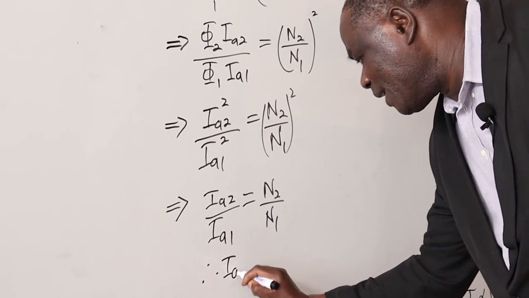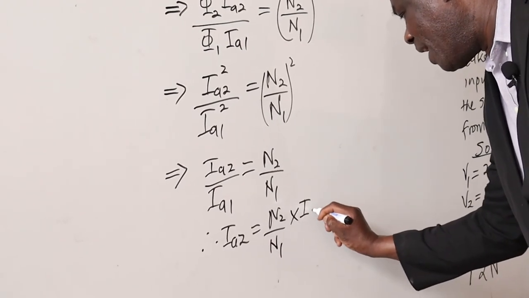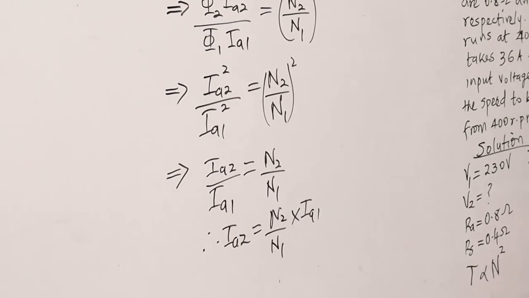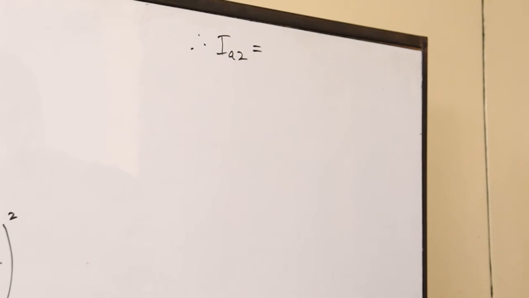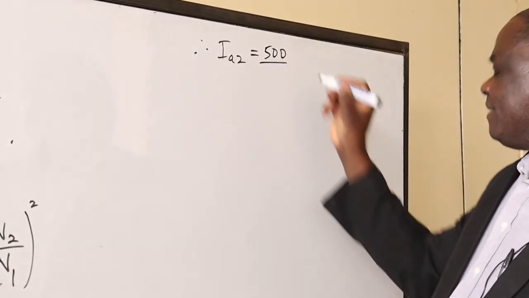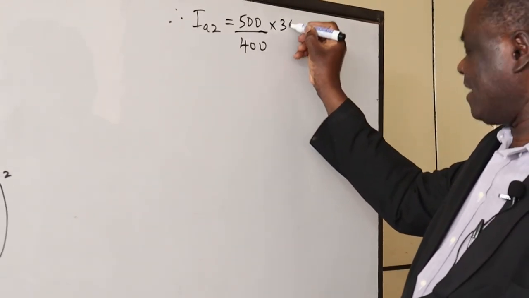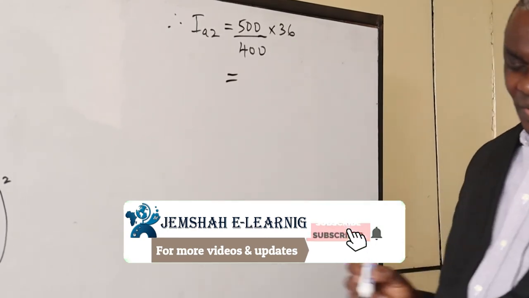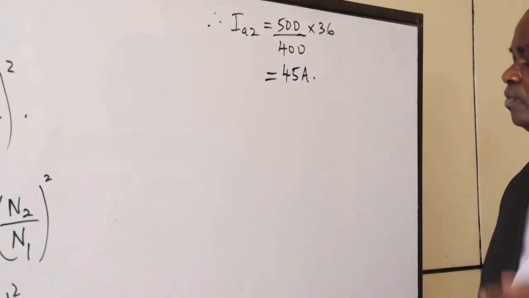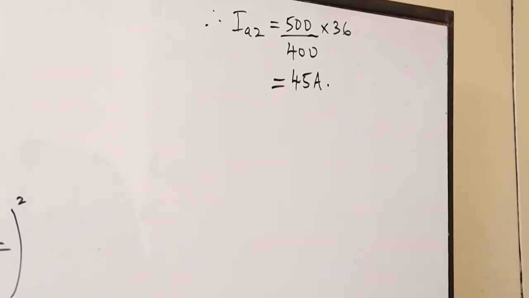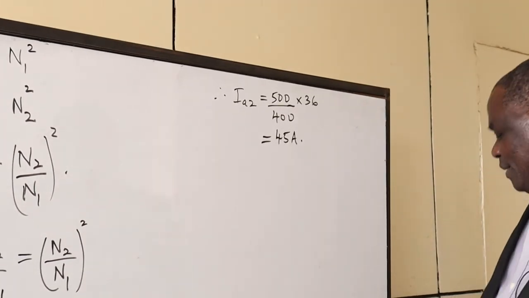Therefore, IA2 can be evaluated by N2 all over N1 multiplying IA1. Therefore, IA2 will be equal to 500 all over 400, that is N2 over N1, times IA1, which is 36. So when we calculate this, IA2 would be 45 amps. Now with IA2 known, we can get our EB1, we can get our EB2, and now we can proceed to the speed equation.